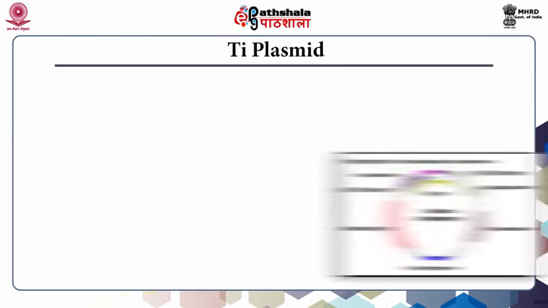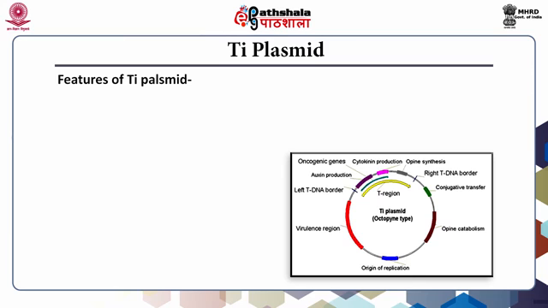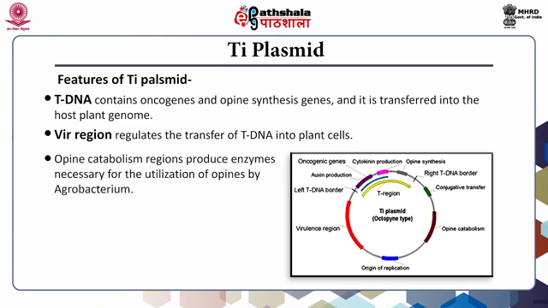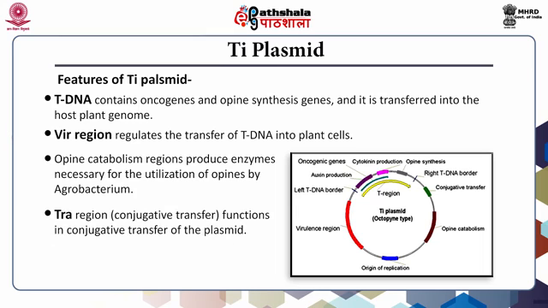The Ti plasmid. Features of the Ti plasmid are as follows. The T-DNA contains oncogenes and opine synthesis genes and it is transferred into the host plant genome. The vir region regulates the transfer of T-DNA into plant cells. Opine catabolism regions produce enzymes necessary for the utilization of opines by Agrobacterium. The tra region, conjugative transfer, functions in conjugative transfer of the plasmid. Origin of replication for propagation in Agrobacterium.